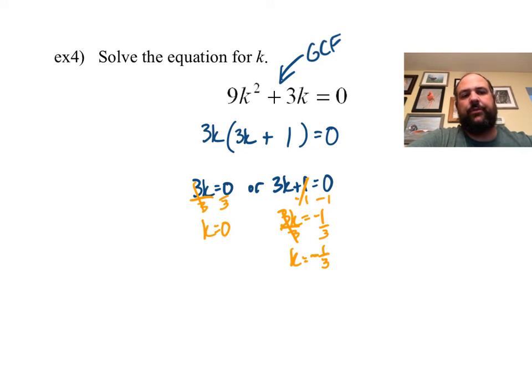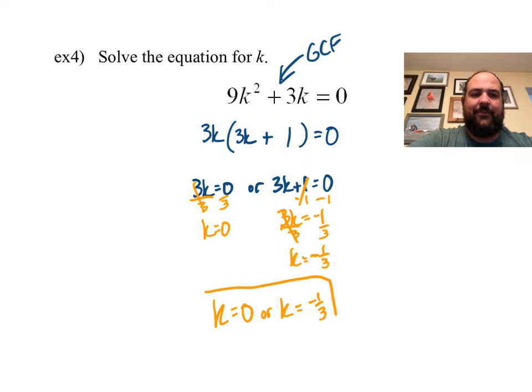So my two solutions in this case, k equals 0 or k equals -1/3. And again, if I were to take the time to plug those back in and check, I would find that both 0 and -1/3 work in this case. Let's move on to the next example.